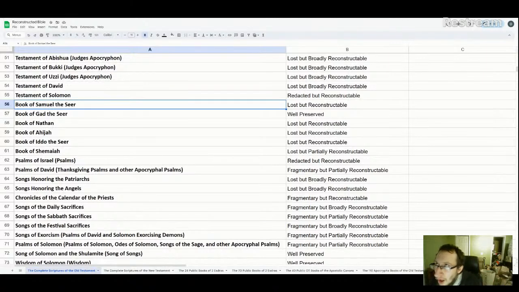The vision of Samuel when he spoke to Saul after he died probably was in the book of Samuel the Seer, but it's hard to see how Samuel could have written about the prophecy when he was dead. So, I'm not sure whether that was actually part of the book of Samuel the Seer or part of the book of Nathan. So when I reconstruct it, I had to decide whether it's going to be part of the book of Samuel or book of Nathan.